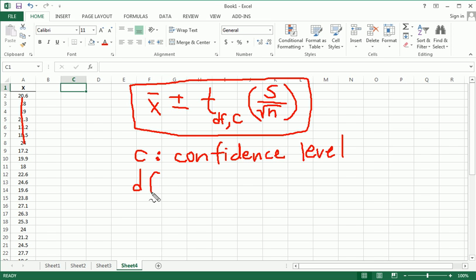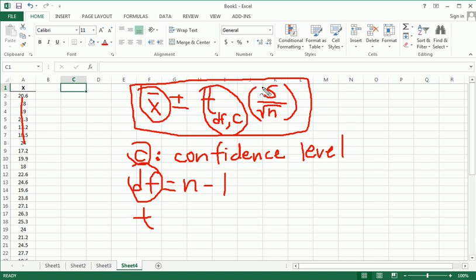Degrees of freedom is something not unique to the t distribution, but for the t distribution, it's calculated by taking the sample size minus 1. Once we have this and this, we can get the t value. You can get that either from a t table, or I'll show you there's a way to get it directly in Excel with a function. As for the rest of these components, x bar we're going to calculate together using a function in Excel. Sample standard deviation, same thing. All right, so let's get to it.